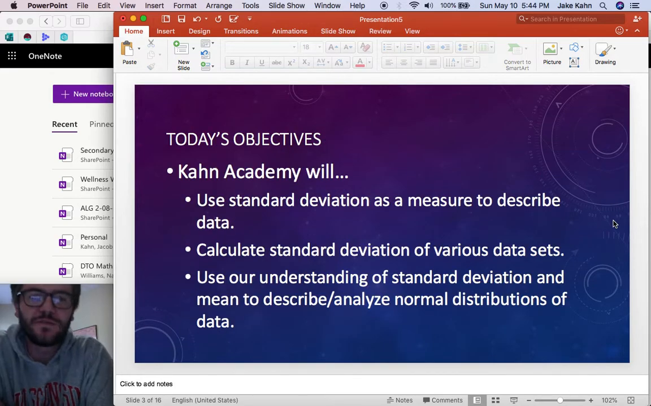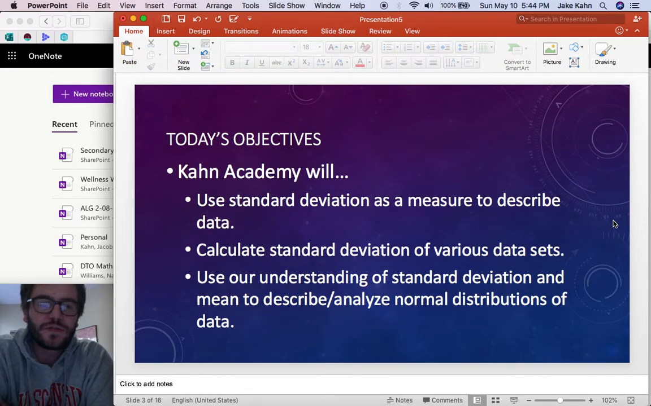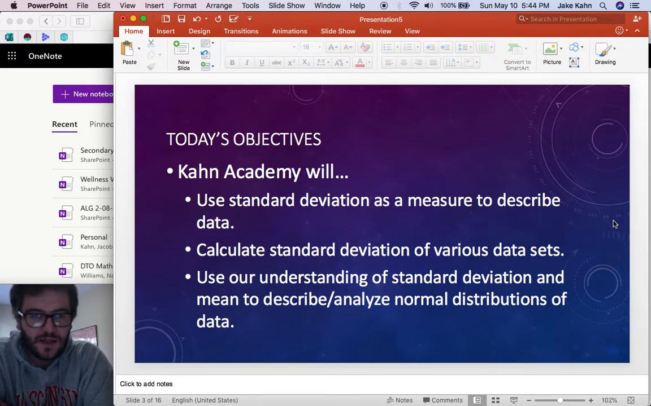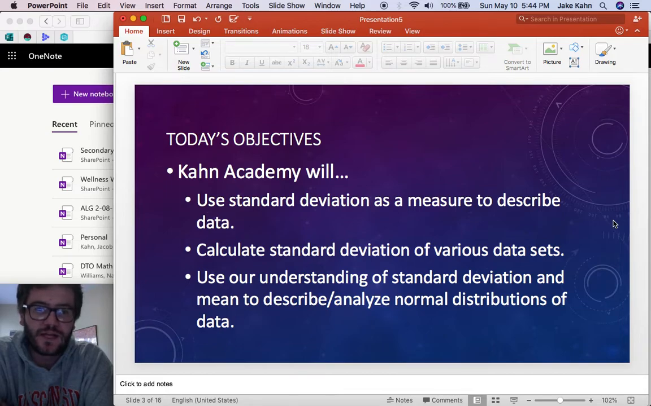All right, so moving forward, today's objectives, we are going to do a couple of things. First, we are going to use standard deviation as a measure to describe data. We are going to calculate standard deviation of various data sets, and then we are going to use our understanding of standard deviation and mean, or the average, to describe and analyze normal distributions of data. I know that it seems like a lot, and there's some new terms, standard deviation, normal distributions. Don't be overwhelmed. It should be relatively straightforward once we go through the process.